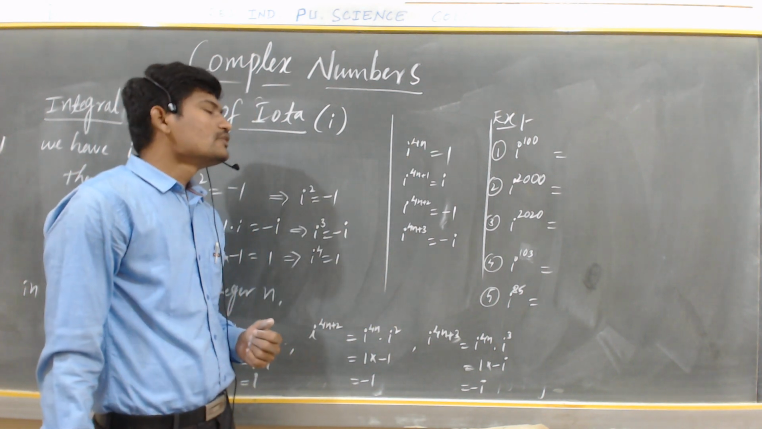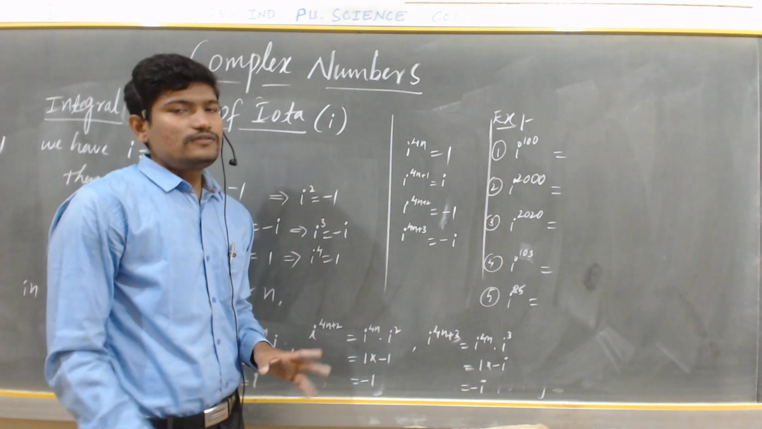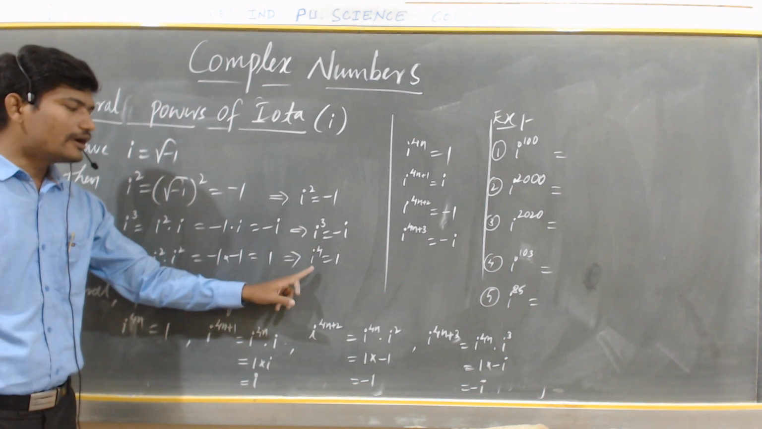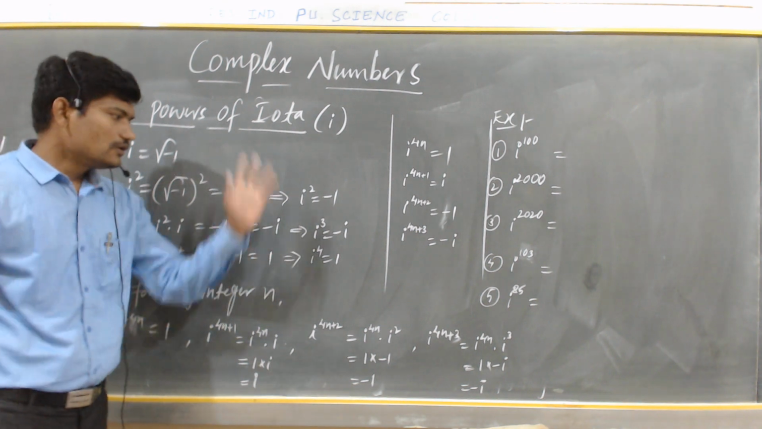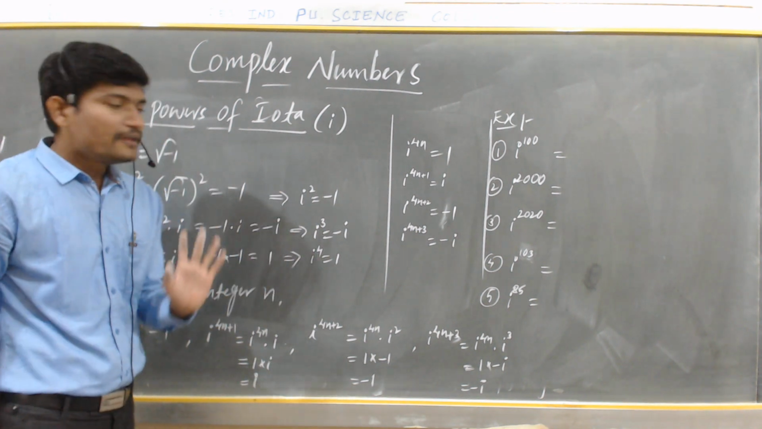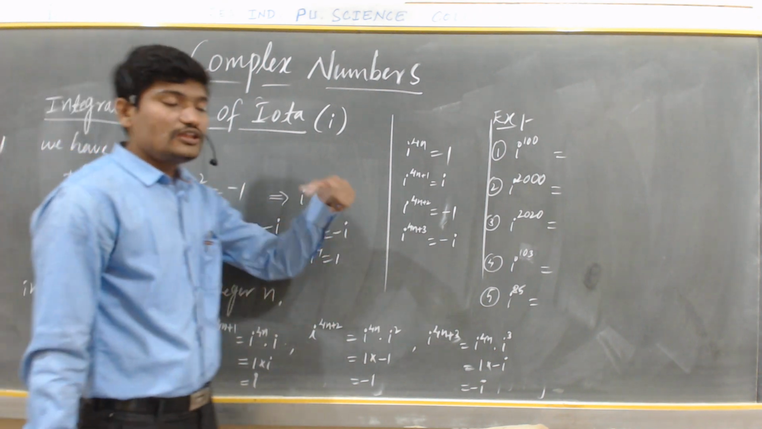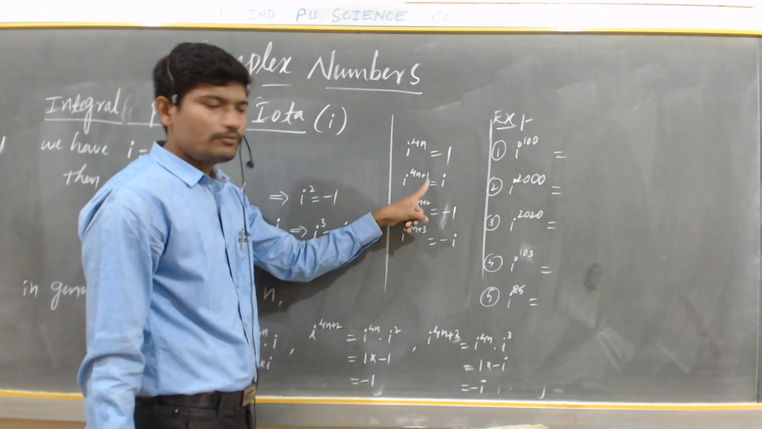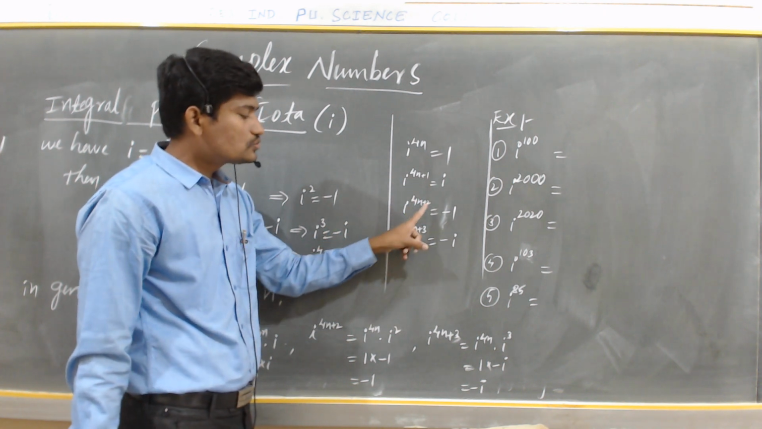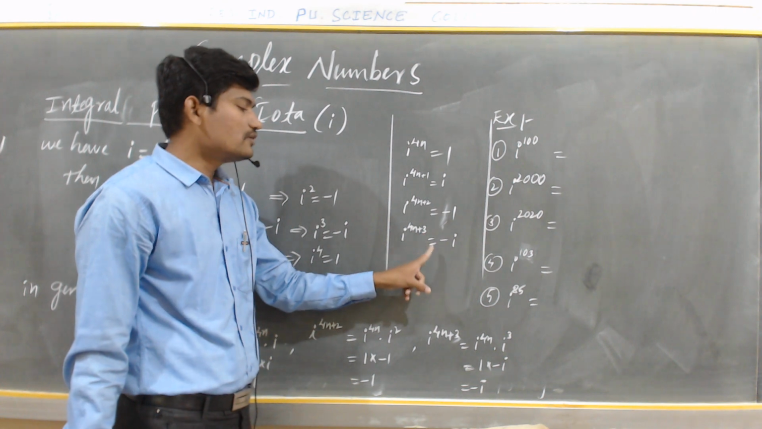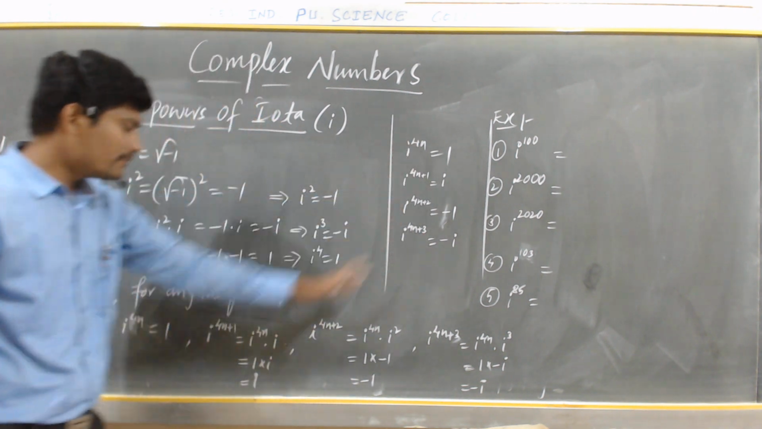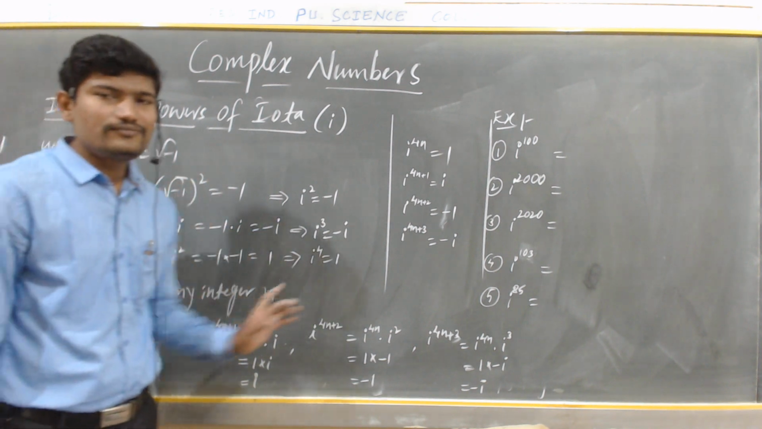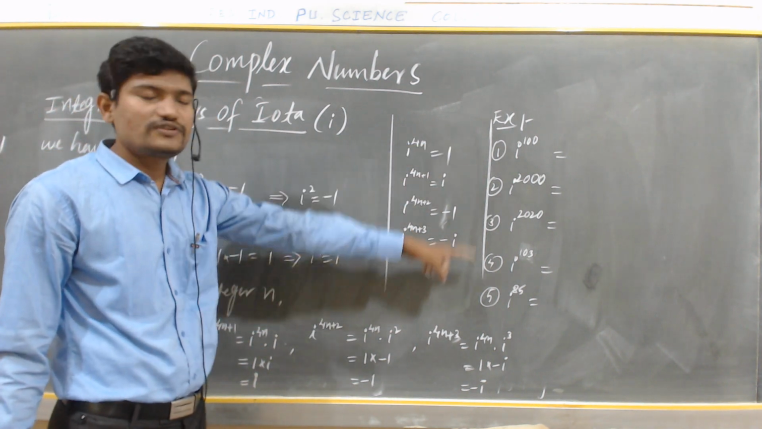Now, i to the power of 100 is there. We know only the values of i, i square, i cube, and i to the power of 4. Correct? Yes, so these four we know. And in general form, we know i to the power of 4n, i to the power of 4n plus 1, i to the power of 4n plus 2, and i to the power of 4n plus 3. With the help of these concepts, we can solve the first 5 problems.